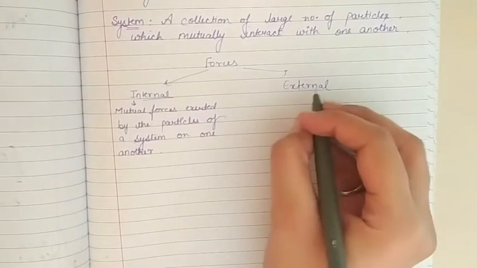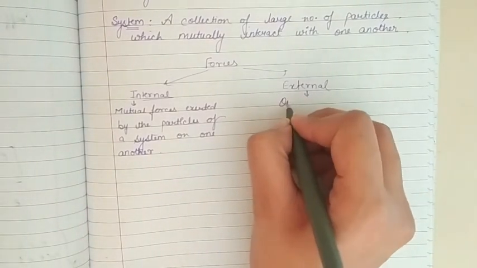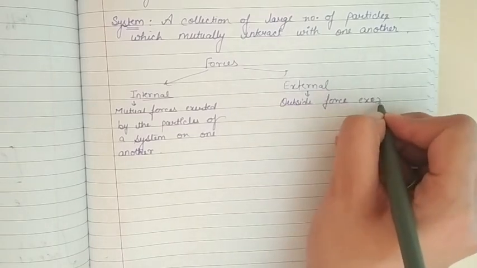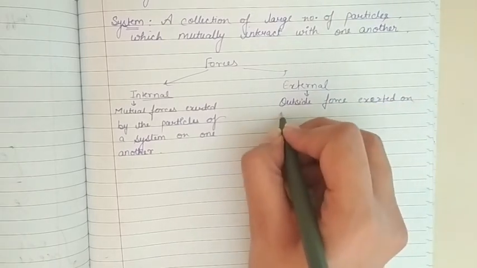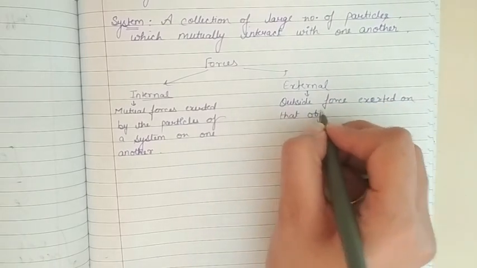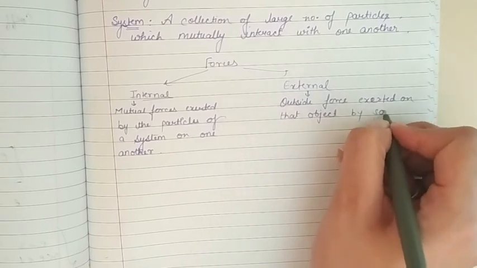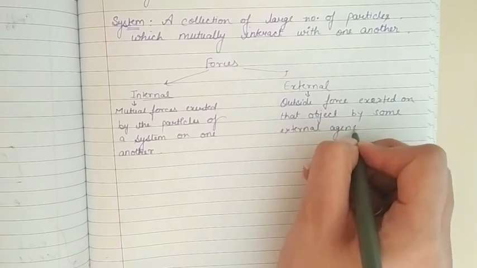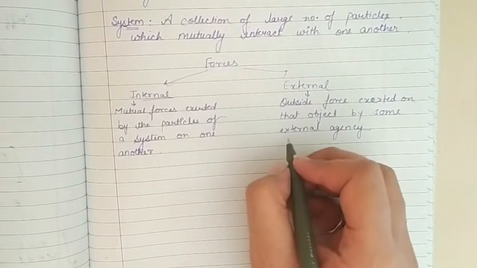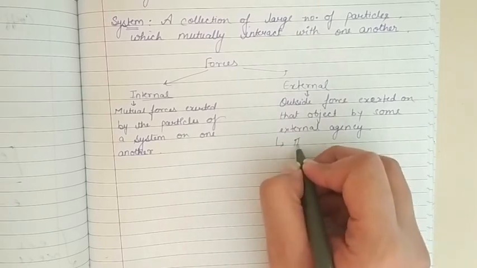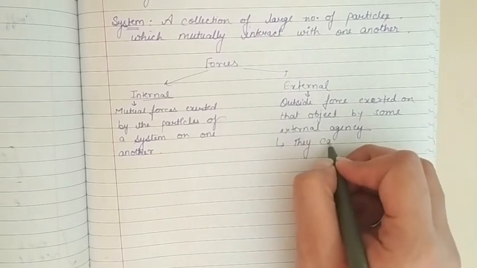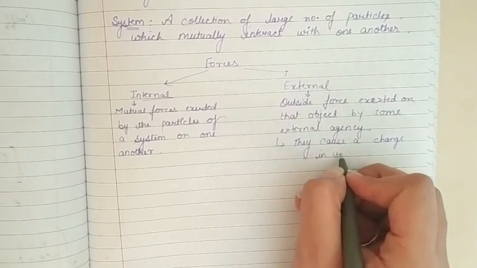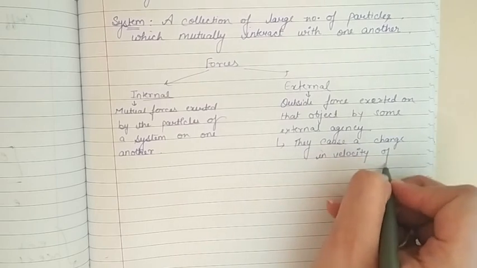However, the external force is the outside force exerted on that object by some external agency, and these forces are responsible for the change in velocity of that object. So they cause a change in the velocity of the object.